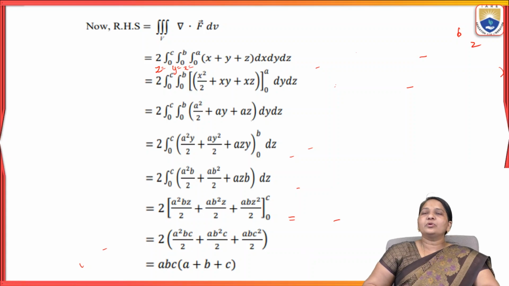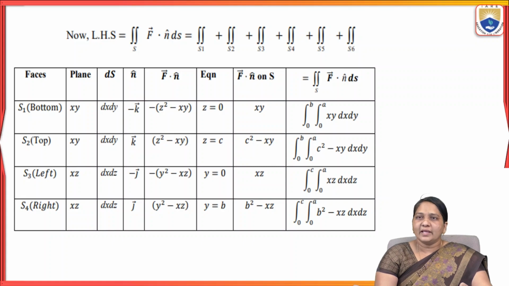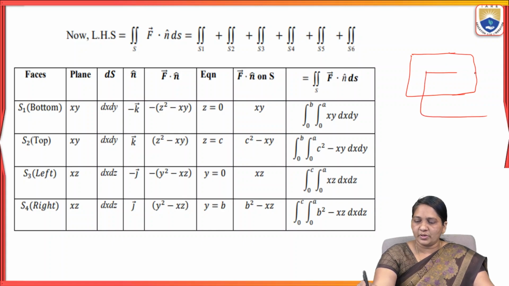Now we are going to calculate the LHS part. You can see here in the LHS part we are getting the 6 faces. For the rectangular shape we can imagine the cuboid here.